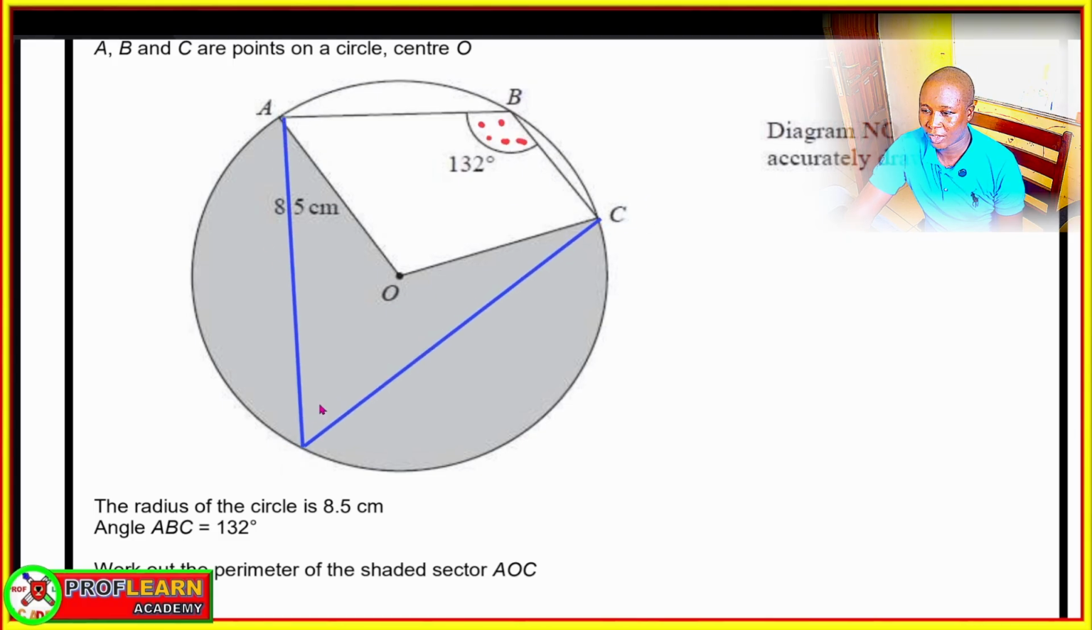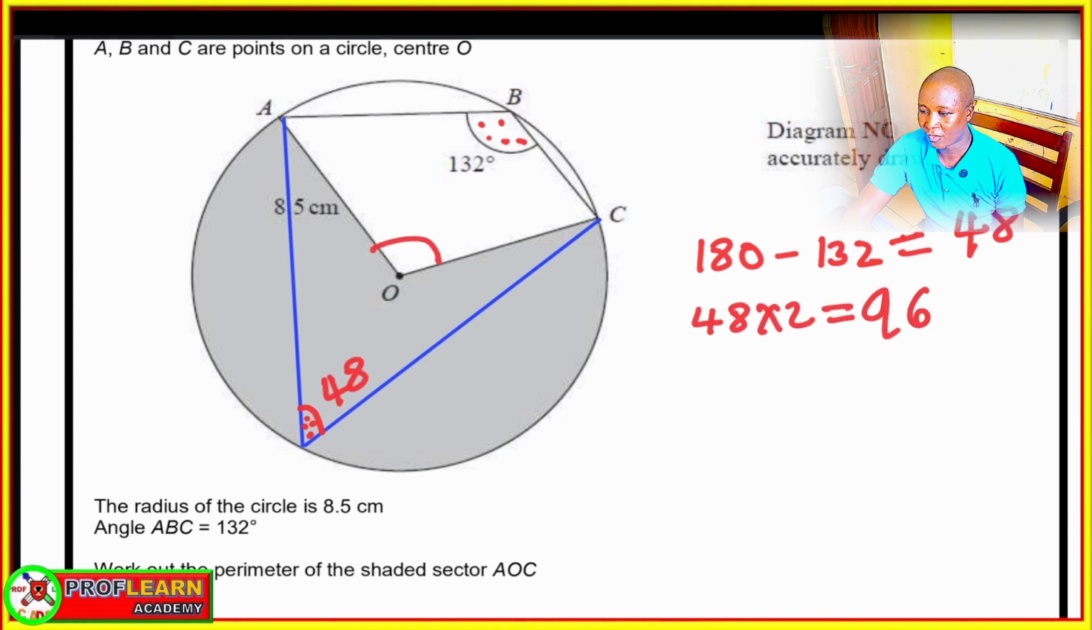So this angle that we have here are opposite angles of a cyclic quadrilateral. So this will be our 180 minus 132 will give us that angle, which is going to be 48. Then times 2 will get this. No, not this 48. It's not this one. It's this one, which is 48. Times 2, we shall get this particular angle, times 2, which is going to give us 96. So this is actually 96.